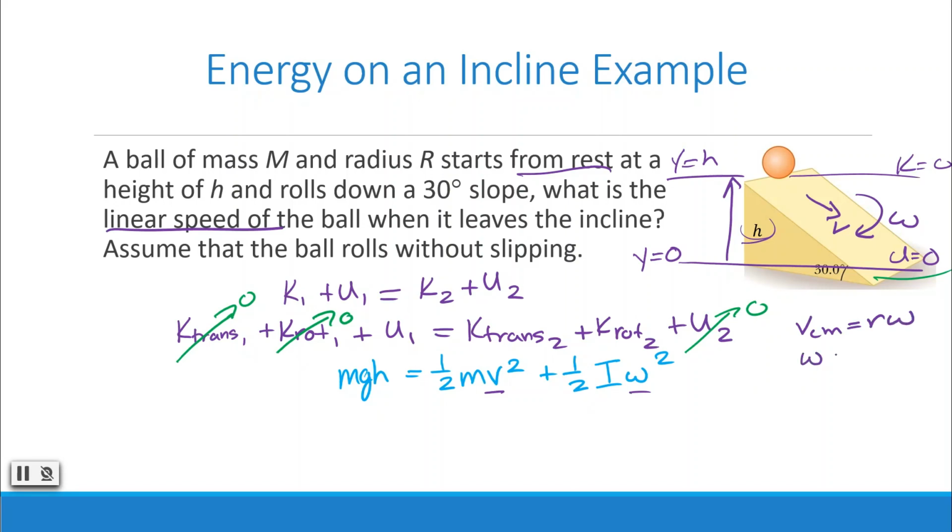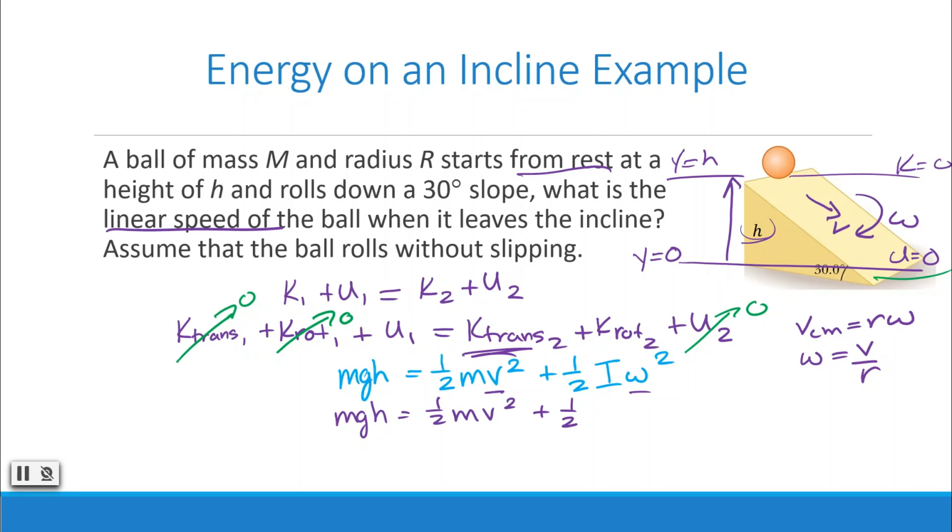So I can substitute in omega is equal to v over r, where that velocity is the linear velocity of the center of mass. And that's the same velocity that we're using here in the translational, because that is the linear motion based on the center of mass. So I get mgh is equal to 1/2 mv squared plus 1/2 my rotational inertia.